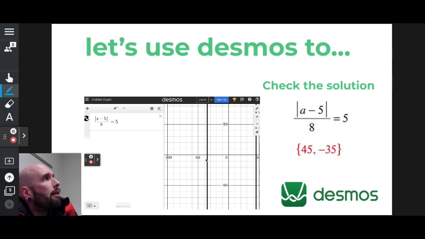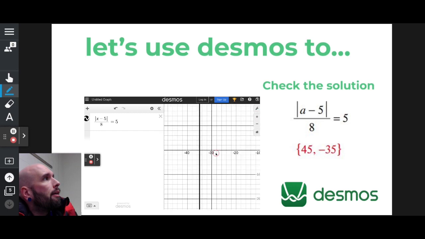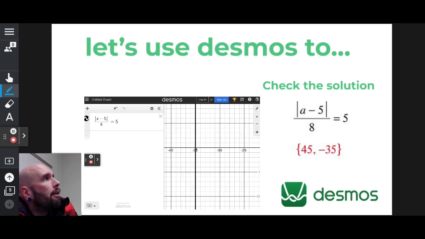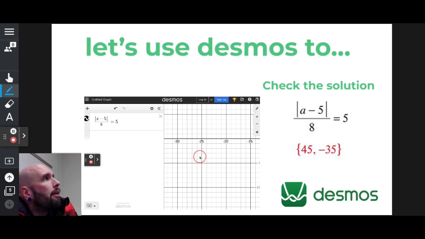Now I'm supposed to check to see if those numbers are negative 35 and 45. So let me look at this negative one. Let me zoom in, zoom in, zoom in, zoom in. Ooh, and it goes right through negative 35. So one of my lines goes through negative 35, which means x equals negative 35 is an option.